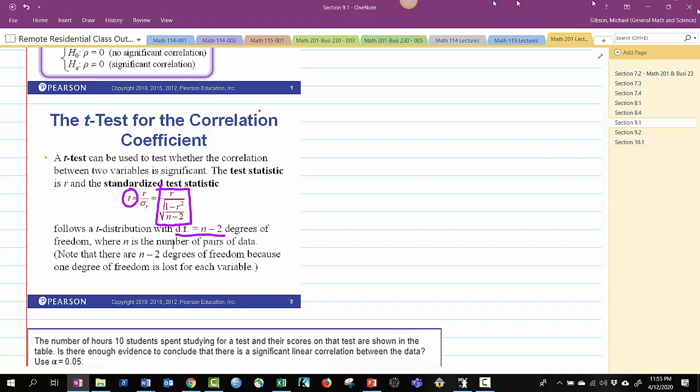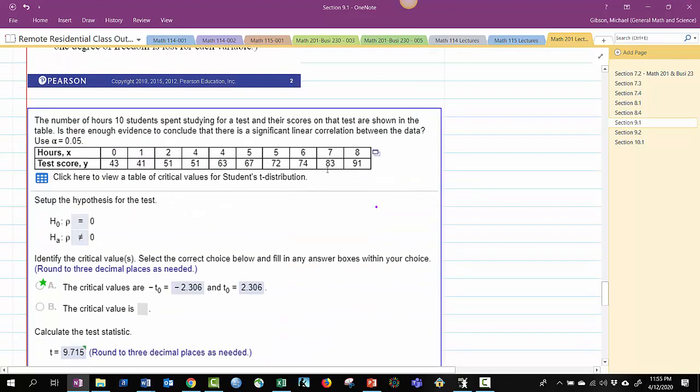Okay, now, so let's do an example. The number of hours 10 students spent studying for a test and their scores on that test are shown in the table. Is there enough evidence to conclude that there is a significant linear correlation between the data? Use alpha equals 0.05. There's our level of significance. And right, here's our null hypothesis. Rho equals, right, correlation coefficient equals 0. Here's our alternative, not equal to 0.